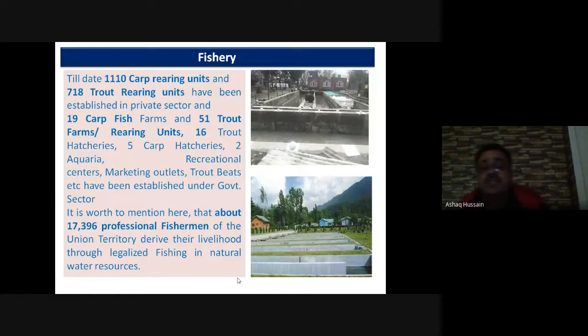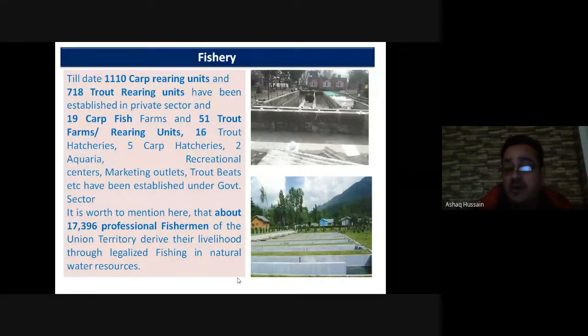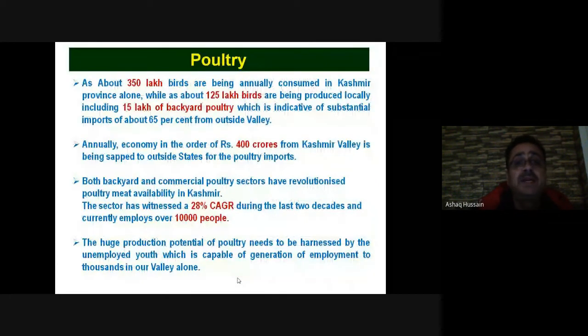Particularly trout fish farming is becoming popular across the Kashmir Valley, because this type of farming exists in the foothills as it requires cold water, and it is selling at a price of 500 to 600 rupees per kg. So farmers are earning very good income from trout farming. Then poultry, another important industry.